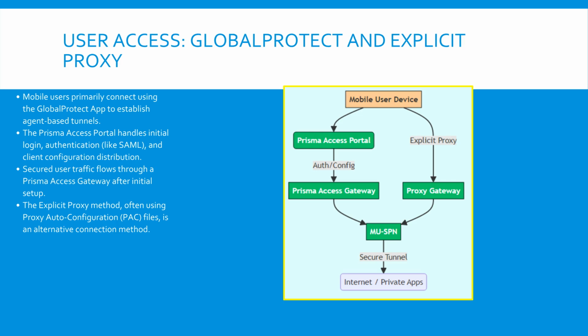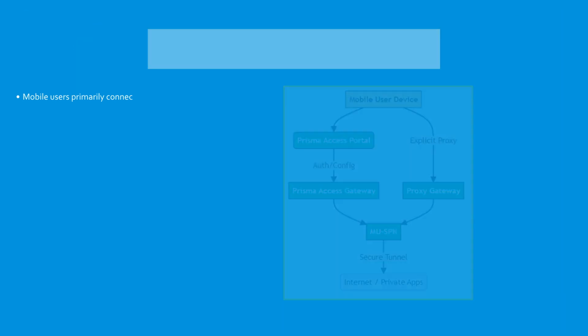Both connections terminate at the MUSPN, which we established is the node responsible for mobile user security. The MUSPN applies security policies before sending traffic out to its final destination, whether that is the public internet or private applications. The key function here is establishing a continuously monitored and secured channel for the remote workforce. This comprehensive routing structure ensures that security enforcement is achieved immediately upon the user initiating their connection. This is the mechanism by which individual remote access is provisioned.